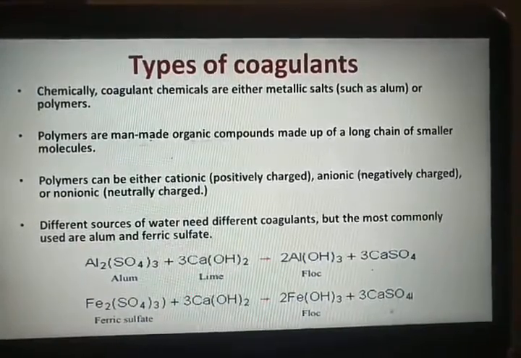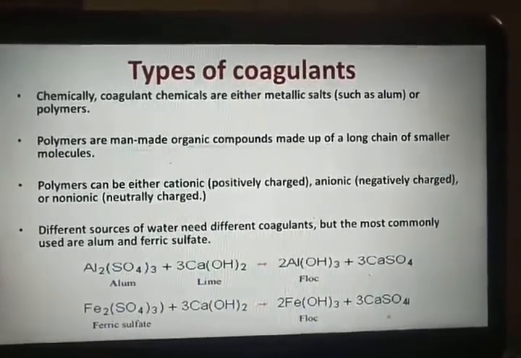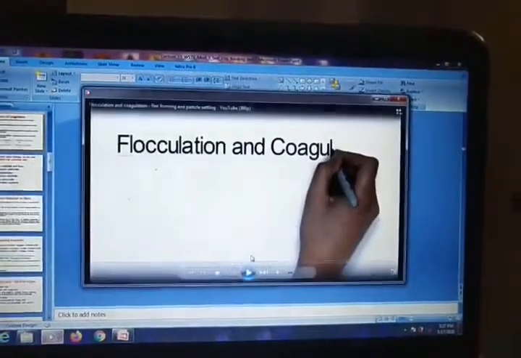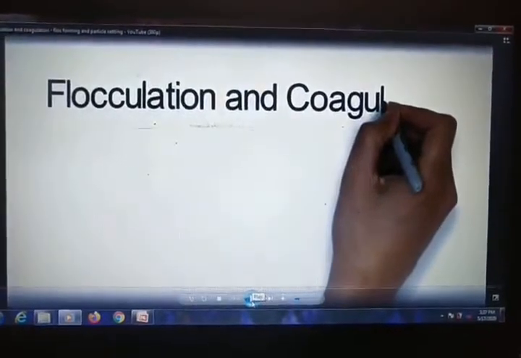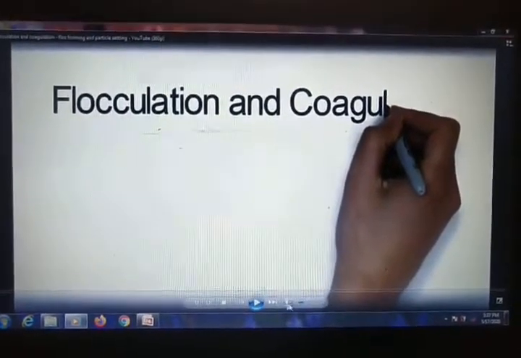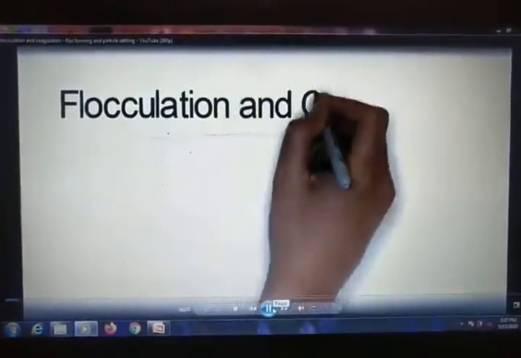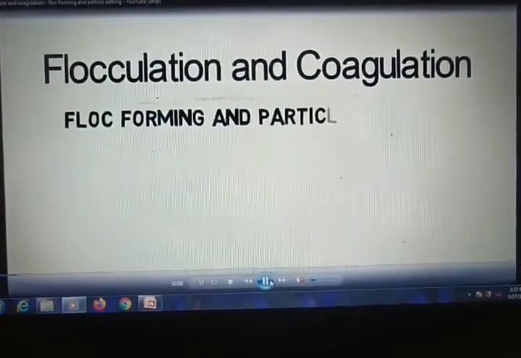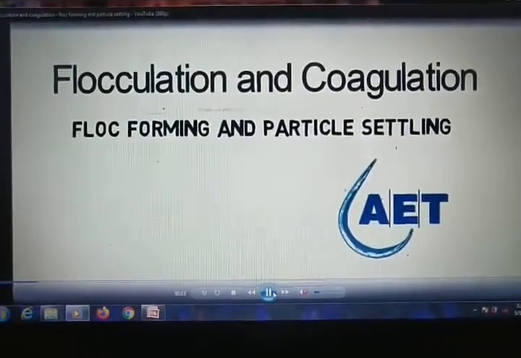So what are the different types of coagulants? Before going to that, let us see a small video description of the process of coagulation and flocculation, to understand the concept of formation of double layer and the charge neutralization process. Often these two terms are used together. It is called the formation of floc and particle settling.